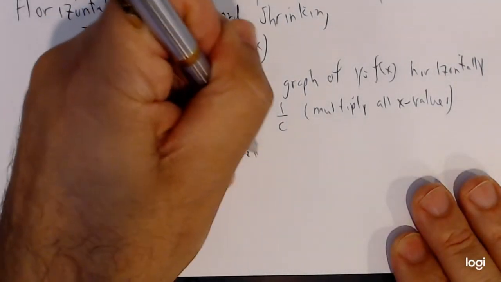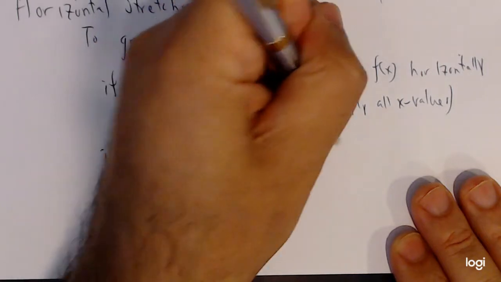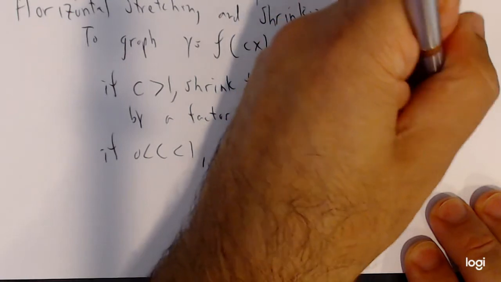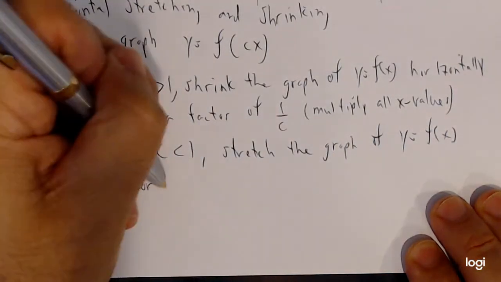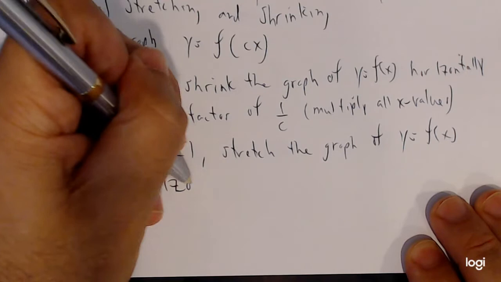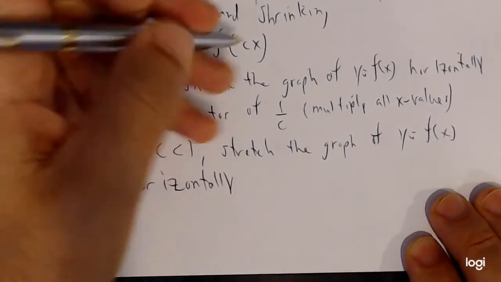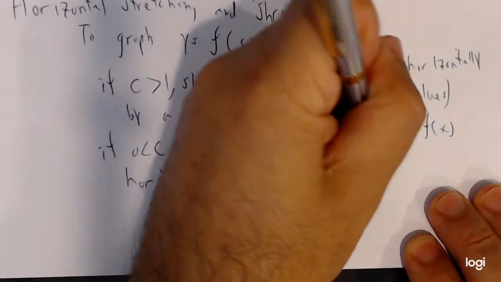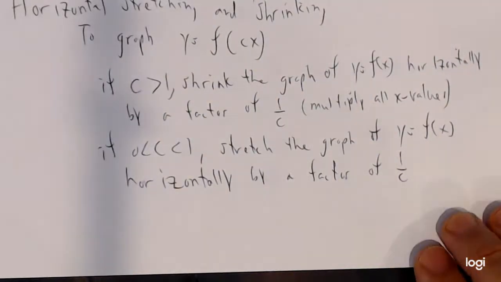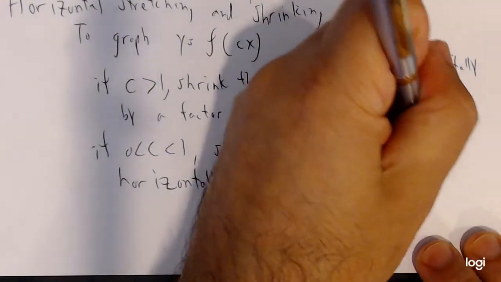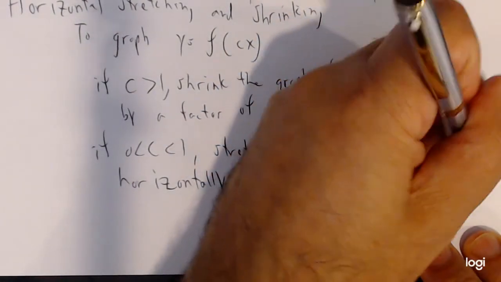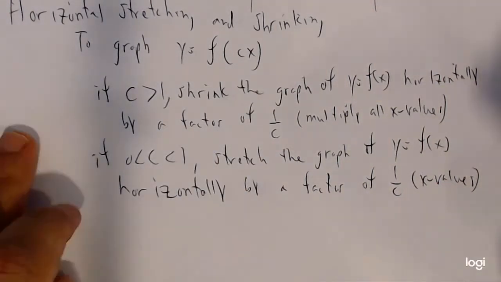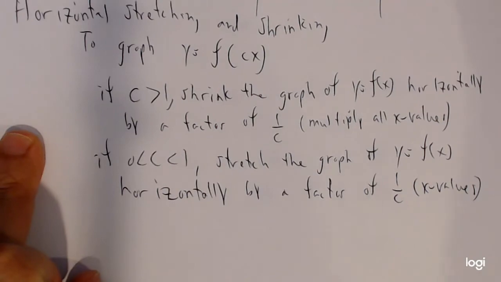So then we stretch the graph of y equals f of x horizontally by a factor of 1 over c. Once again, these are the x values we're multiplying, right? As you could see, it's paired with the x. So let's move on to our next example where we'll put this to use.